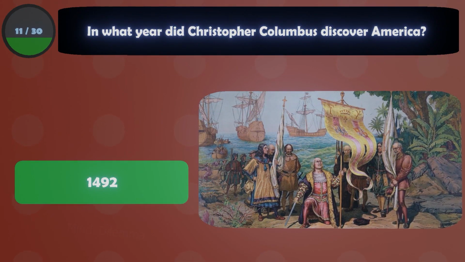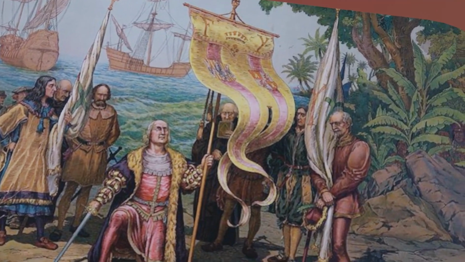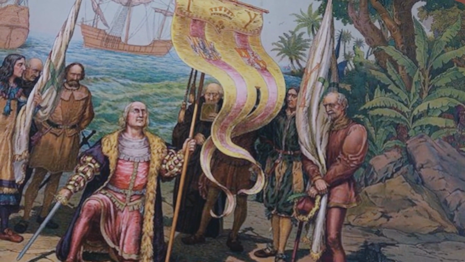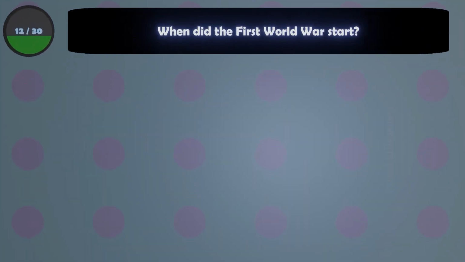He discovered America by reaching the islands of the Caribbean in 1492. Christopher Columbus's historic voyage was funded by Spain. When did the First World War start?